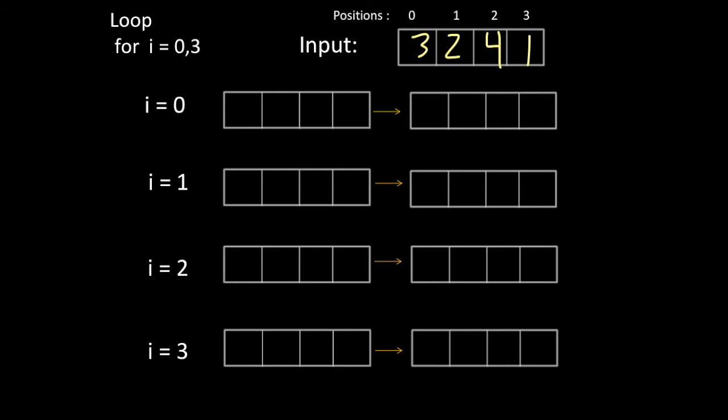So on iteration 0, here's the state of the list. We find the minimum value from position 0 onwards. That value is going to be 1, and we swap it with the value at position 0. Swap 1 with 3, which results in 1, 2, 4, 3, which is the state of the list when i equals 1.